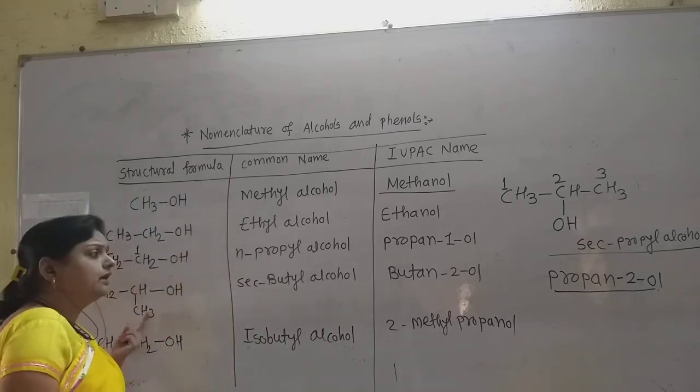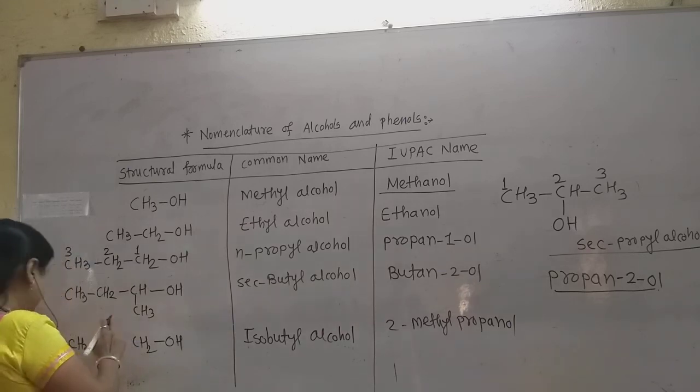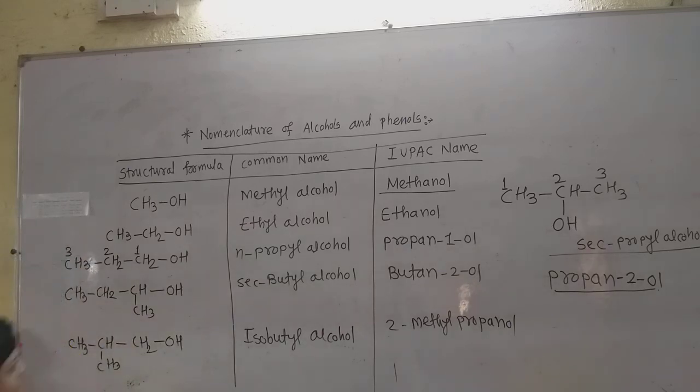Now you can give the IUPAC name for this alcohol. See this alcohol. Here in the chain of the carbon atoms, how many carbon atoms are there? Now number from this side. This CH3 group is not a substituent, but it is in the chain. Remember that. It is a straight chain of carbon atoms. So number the carbon atoms from this CH3 group.